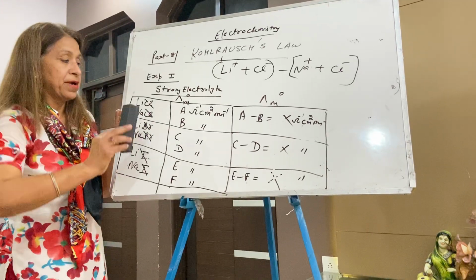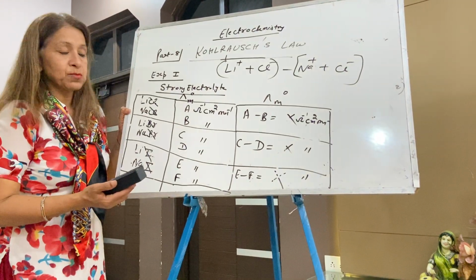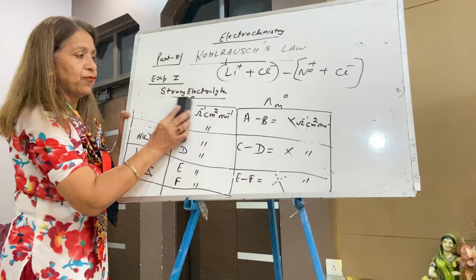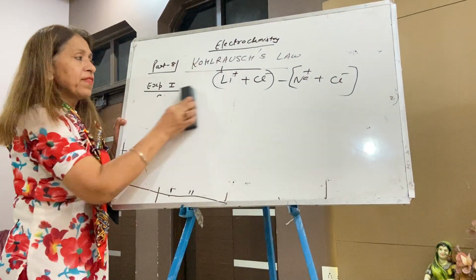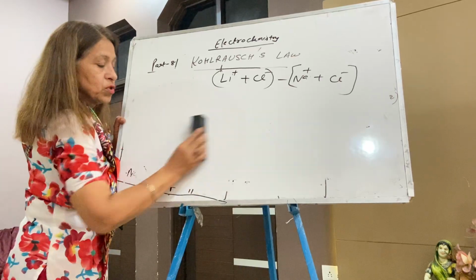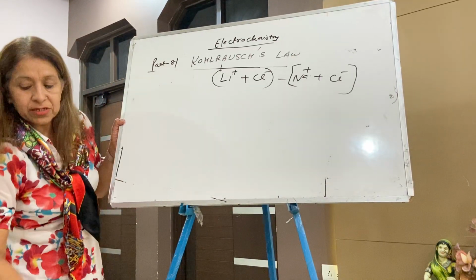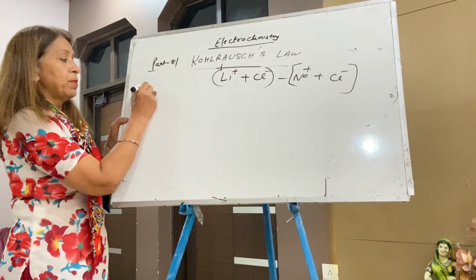Now I am taking experiment number 2. I think after taking experiment number 2, it will be very simple for you. Write down experiment 2. After this experiment, scientists will propose a law. Just listen. Write down experiment number 2.